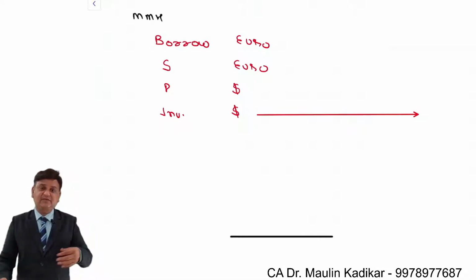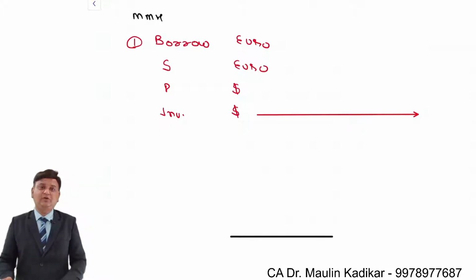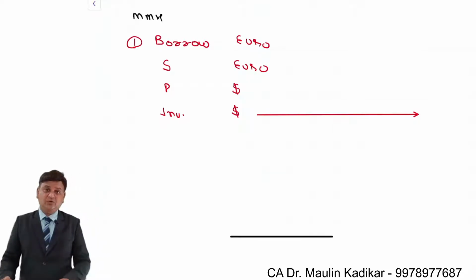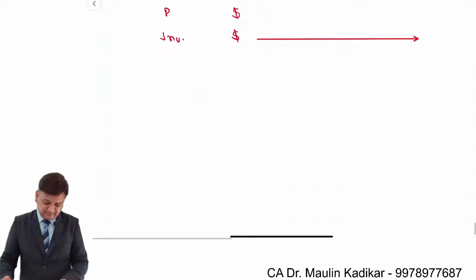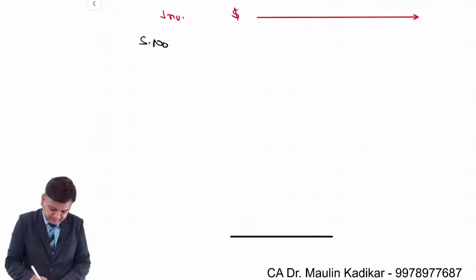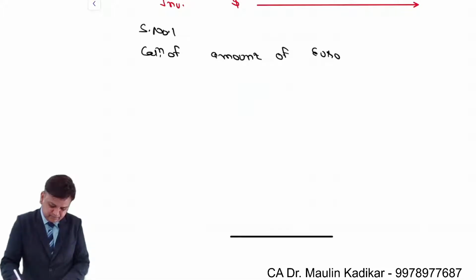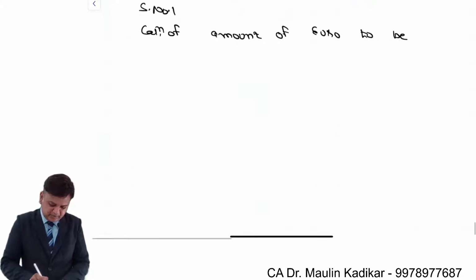So let us understand in what sequence we will answer. Step number 1 will be: what is the amount of euro to be borrowed today, so that the repayment of the loan will be equal to the amount that we are going to receive. So please write down the answer along with me. Step number 1, calculation of amount of euro to be borrowed today.